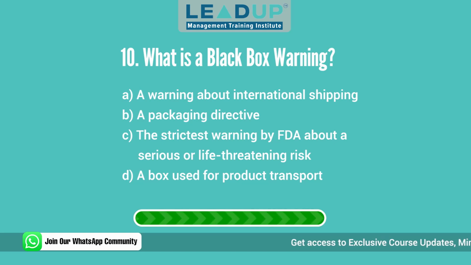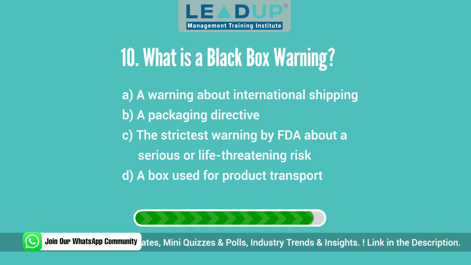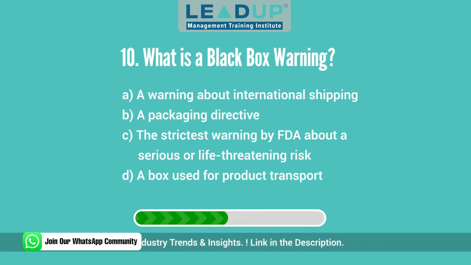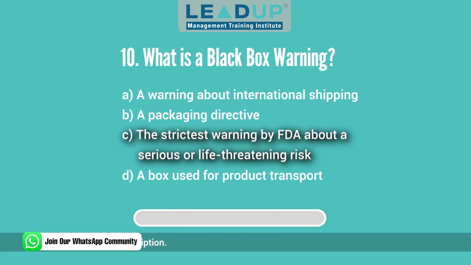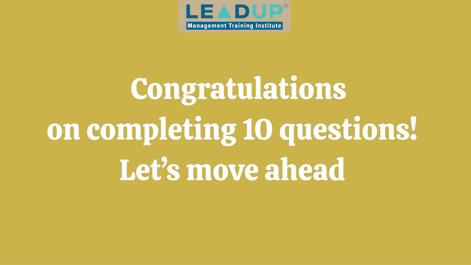A packaging directive, C. The strictest warning by FDA about a serious or life-threatening risk, and D. A box used for product transport. Answer. The strictest warning by FDA about a serious or life-threatening risk. Congratulations on completing 10 questions. Let's move ahead.